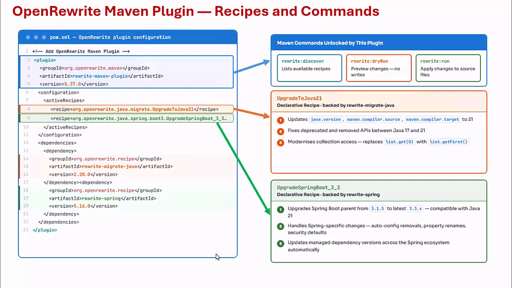Now, recipes are not built into the plugin itself. They live in separate jars. So rewrite-migrate-java, this dependency, its jar backs upgrade to Java 21. Similarly, rewrite-spring backs upgrade Spring Boot 3_3. Without those dependencies, that is, without these jars on the plugin classpath, the active recipe declarations above would fail. The plugin would not know what upgrade to Java 21 actually means.